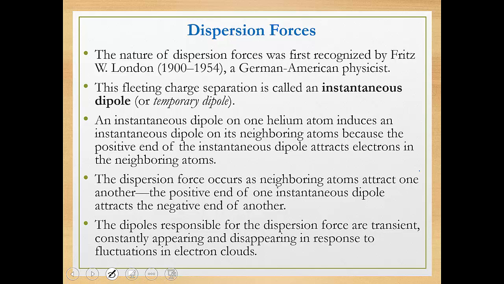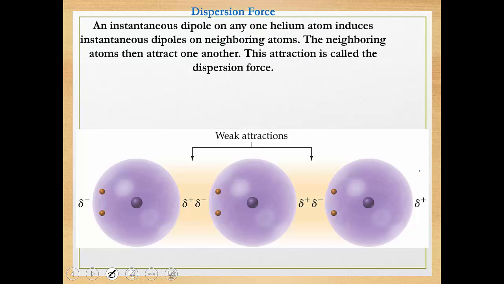The thing to remember about dispersion forces is that the dipoles that create this attraction are fleeting. They are transient. They don't stay that way all the time. They constantly appear and disappear in response to a fluctuation in an electron cloud. You can influence these externally as well. You can influence those dipole or dispersion interactions.